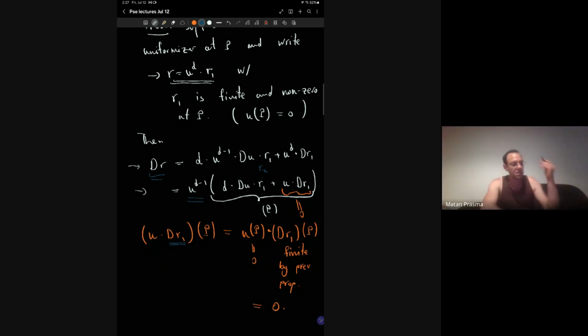Thanks. Okay, and now, in order to show that R2 at P is finite and non-zero, it's enough to show that du at P is finite and non-zero. Because if it is the case, I know that R1 is finite and non-zero at P, and it will be a product of finite and non-zero rational functions. Okay?